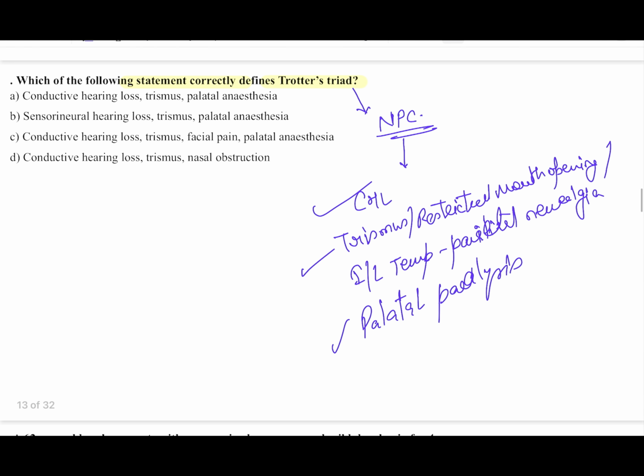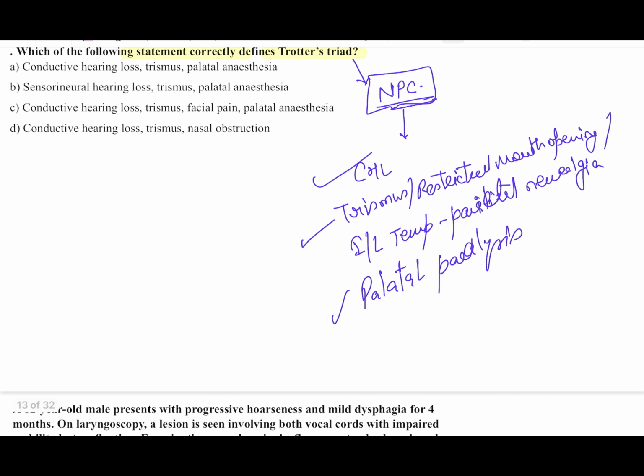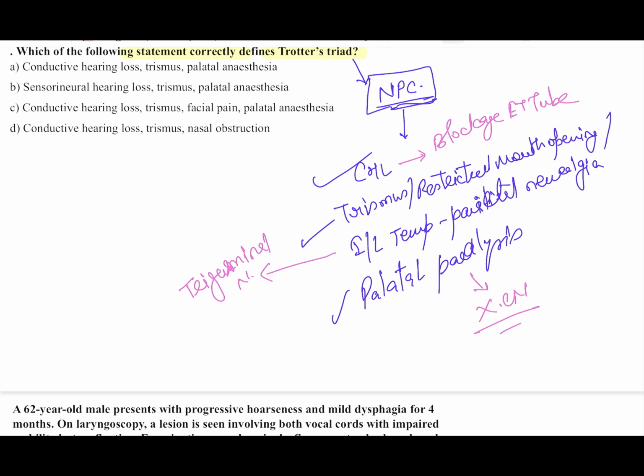So why is Trotter's triad occurring? Because of extension of nasopharyngeal carcinoma. Conductive hearing loss is because of blockage of Eustachian tube. These all features are because of trigeminal nerve involvement, and palatal paralysis is because of vagus nerve involvement.